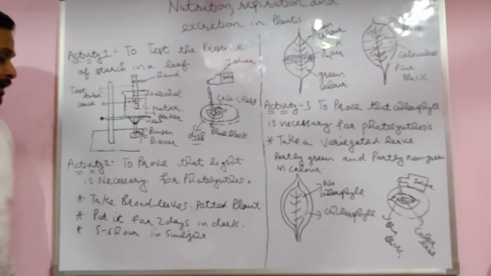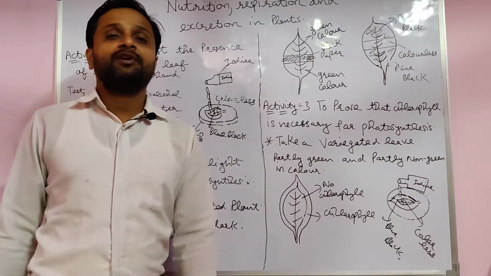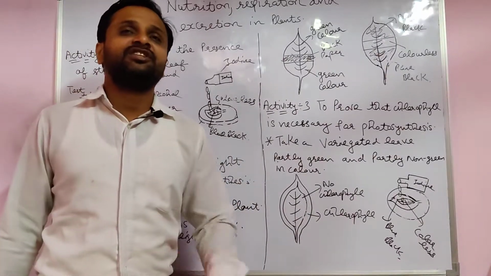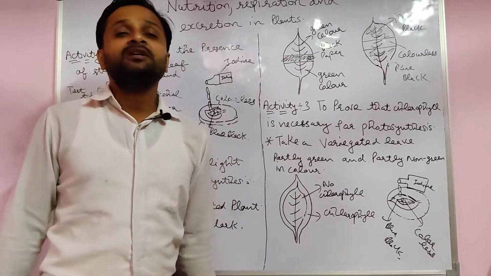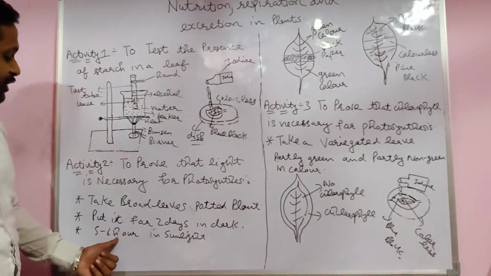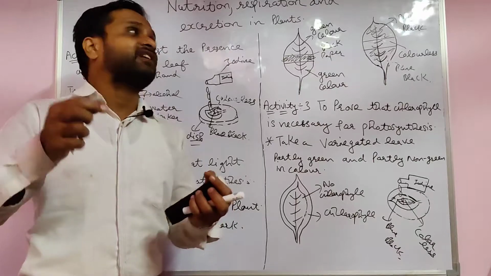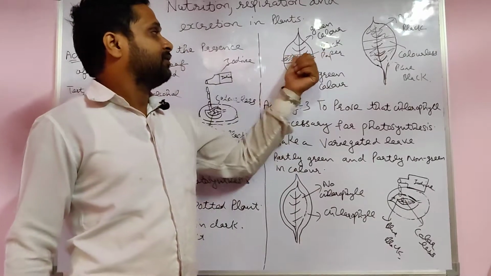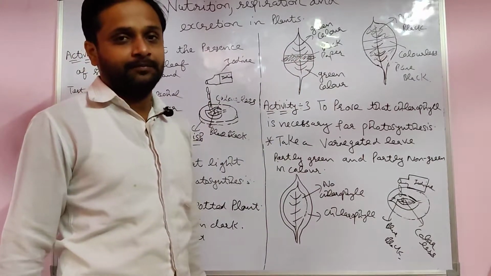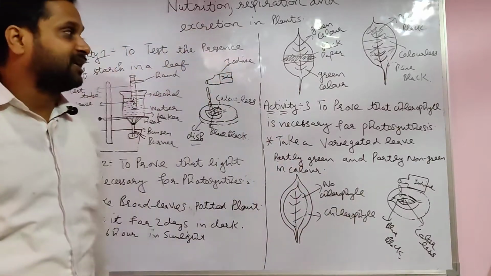Yes, students. In the second activity, you take a broad-leaf potted plant. You keep it for 2 days in the dark to destarch the leaf. Afterward, you cover part of the leaf with a strip of black paper. Then you put the plant in the sunlight for 5 or 6 hours.